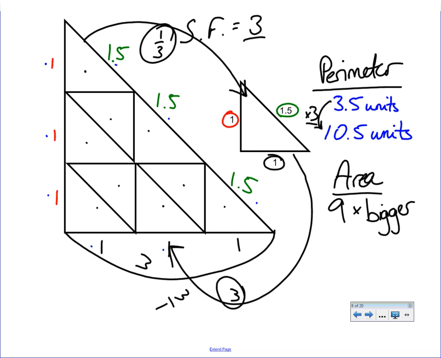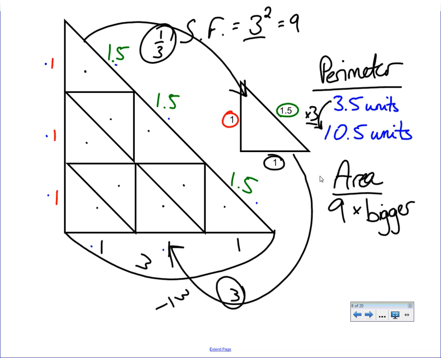So to make things bigger, it's more than 1. To make things smaller, it's less than 1. 1/3, we went from the big one to the little one. 1/3 is less than 1. To find the area, square it, it's fun. So that must mean that our scale factor of 3, if we square it, 3 squared does equal 9. Our new area is 9 times bigger.